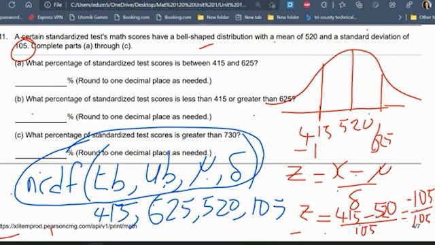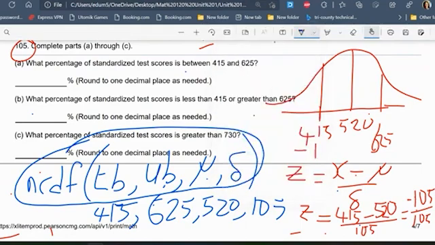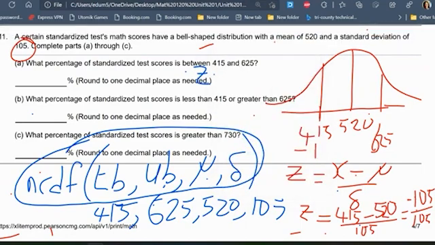Let me standardize the upper bound. The standard score for the upper bound is the z-score. The upper bound is 625, so the value is 625 minus the mean, 520, divided by the standard deviation, 105. 625 minus 520 is 105. 105 divided by 105 is plus 1.